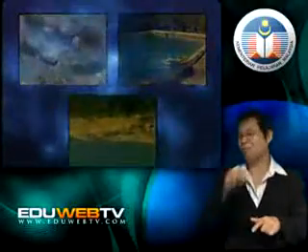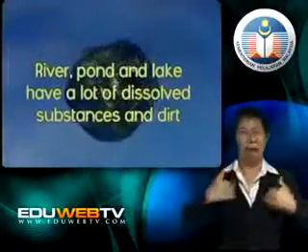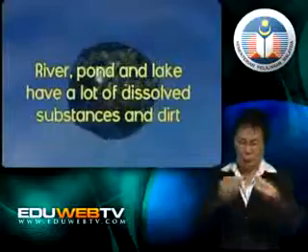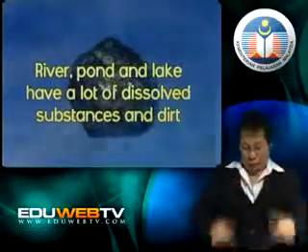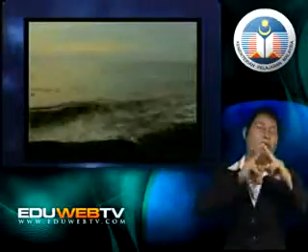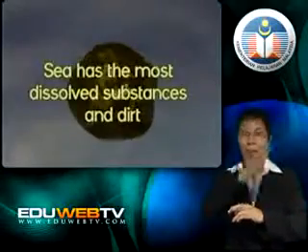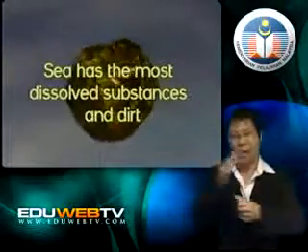River, pond and lake are not clean. They have a lot of dissolved substances and dirt, such as microorganisms and silt. Water from the sea is the dirtiest. It has the most dissolved substances and dirt.